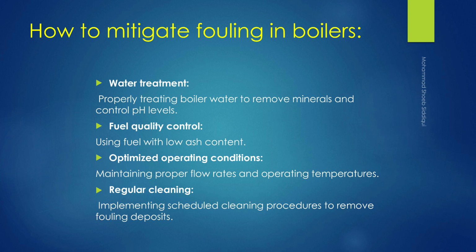How to mitigate fouling in boilers. Water treatment. Properly treating boiler water to remove minerals and control pH levels. Fuel quality control. Using fuel with low ash content. Optimized operating conditions. Maintaining proper flow rates and operating temperatures. Regular cleaning. Implementing scheduled cleaning procedures to remove fouling deposits.